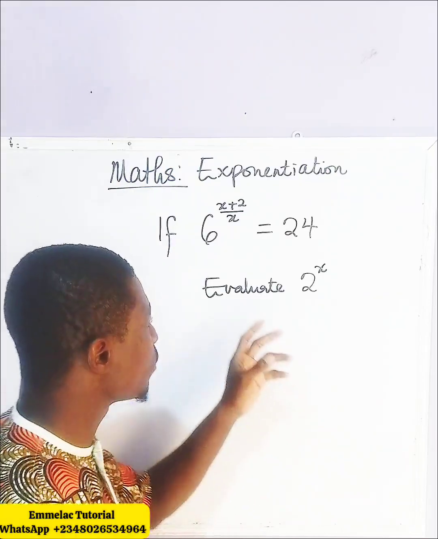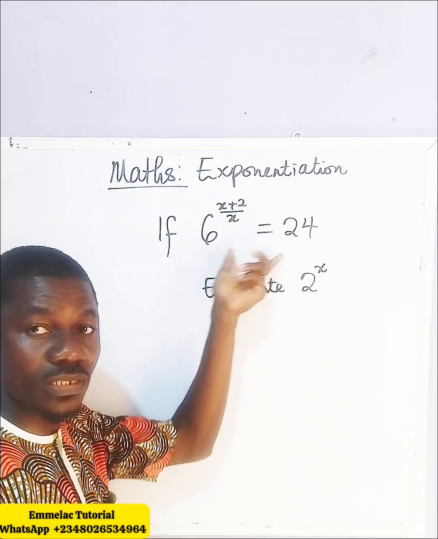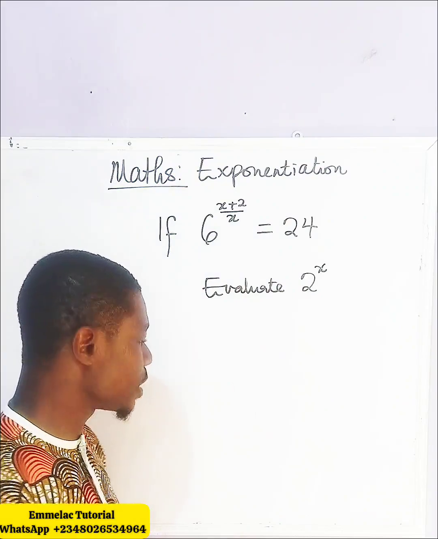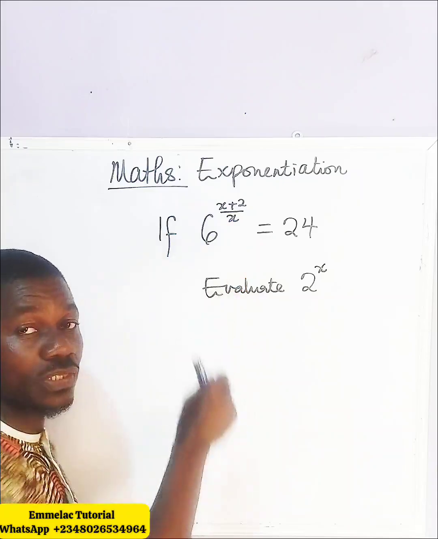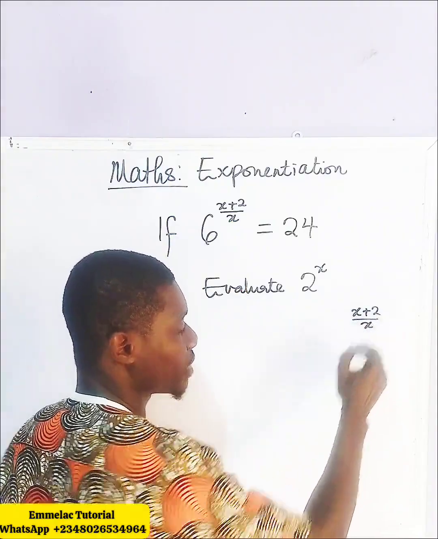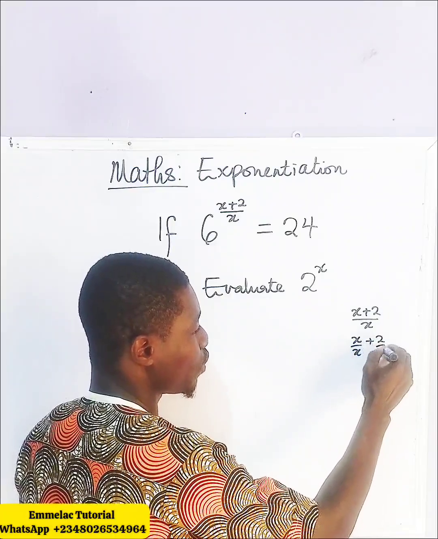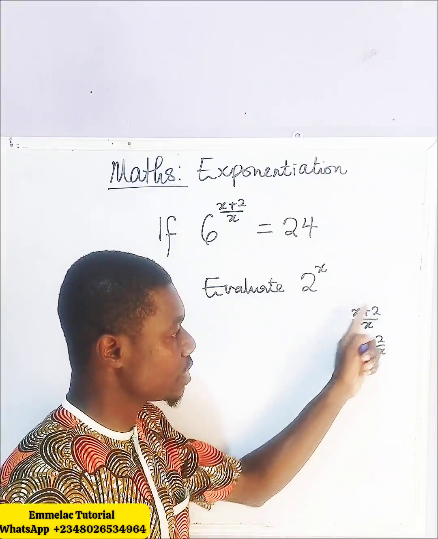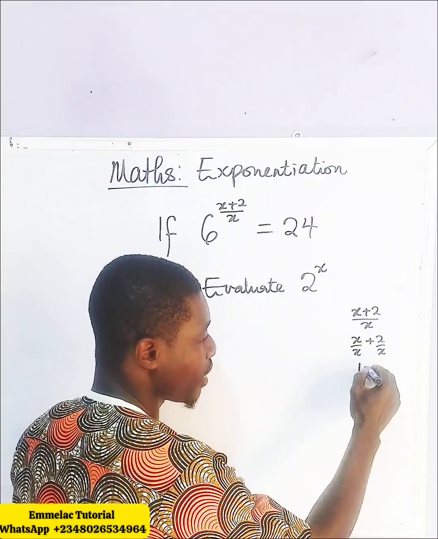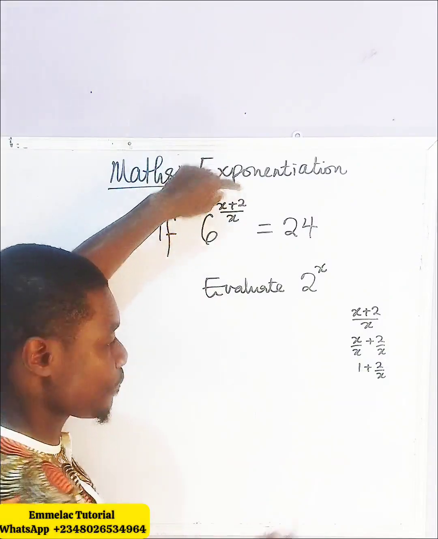First, how do we transform either of these expressions to get 2 raised to the power of x? Let's get started. Let us resolve the exponent here. (x + 2)/x can be rewritten as x/x + 2/x, because the numerator has a common denominator x. So at this point we can say this is 1 + 2/x. So the whole of the exponent now becomes this.